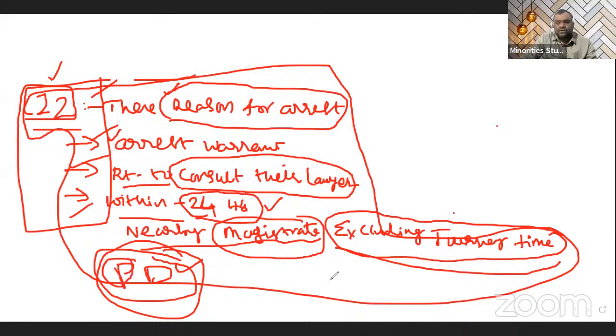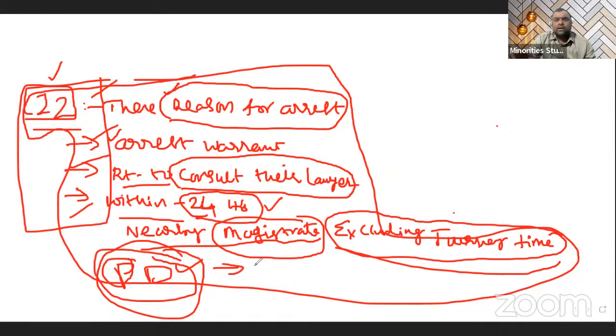Very important: the arrested person, only after being convicted, should the punishment be implemented. After convicting means the court should award that, under so and so section, the accused person is convicted. So these are the things to be remembered. I suggest you remember them simply.